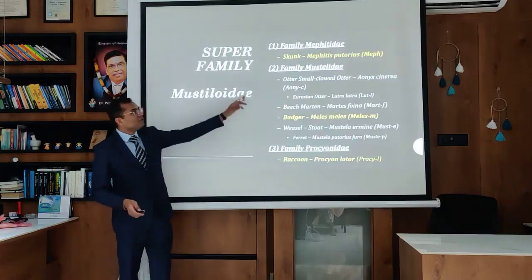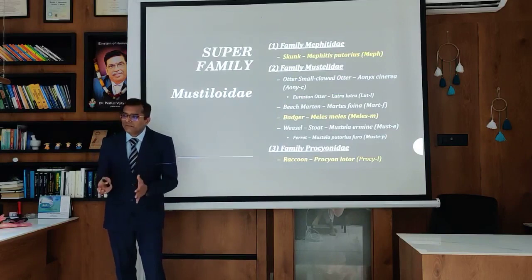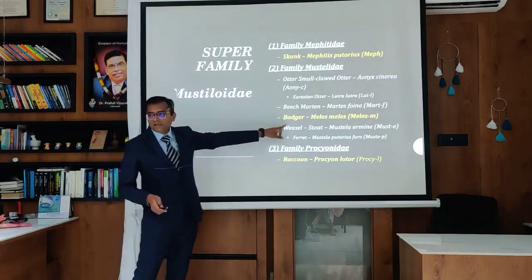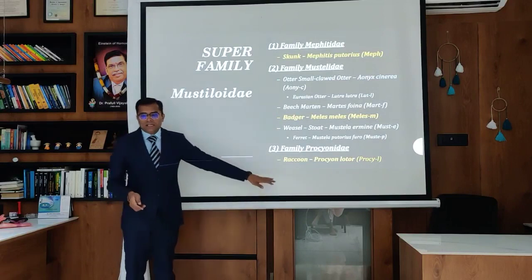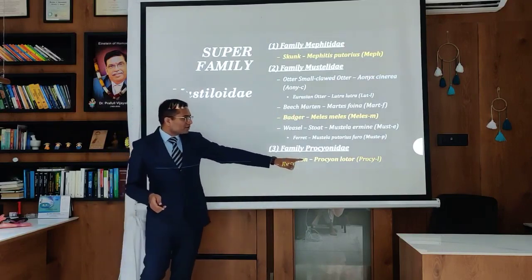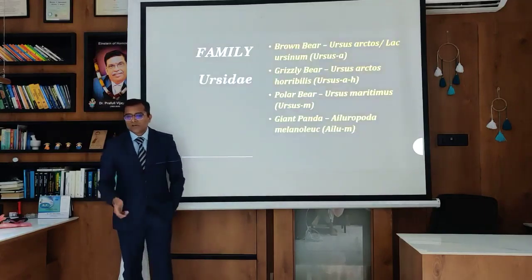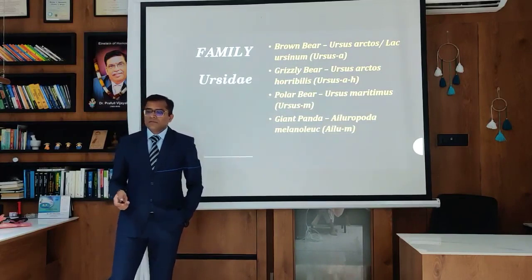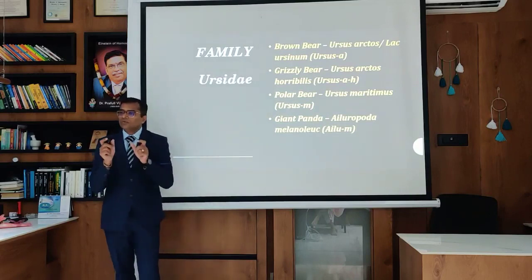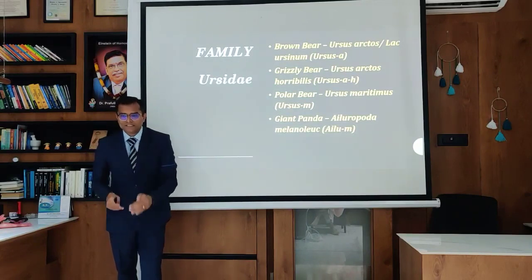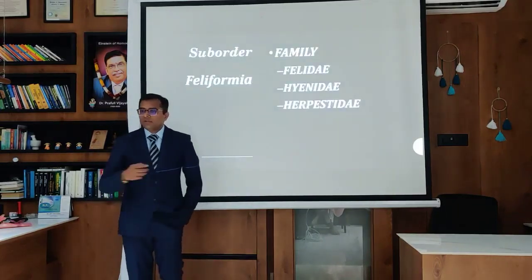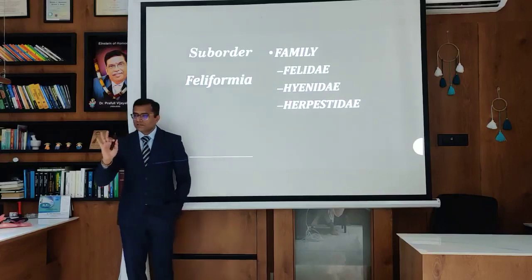In the Mustelidae family, we have the skunk. From the skunk we have Mephitis. There is another group, the badger, Meles, the badger is again a small mammal, and the raccoon. These are the remedies we have from this group. In the Ursidae family we have brown bear, Ursus arctos, lac ursinum, grizzly bear. You have to go to Google, find these words and see the animals. From those animals you can understand what kind of animals they are. Polar bear, Ursus maritimus, giant panda. So these are the remedies in Materia Medica. I am going a little bit faster because these names are just for understanding.